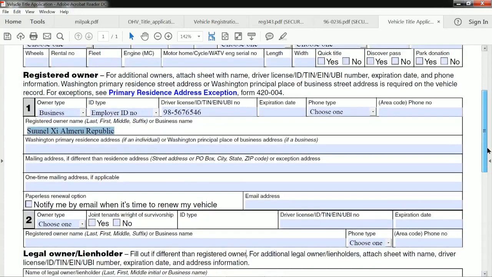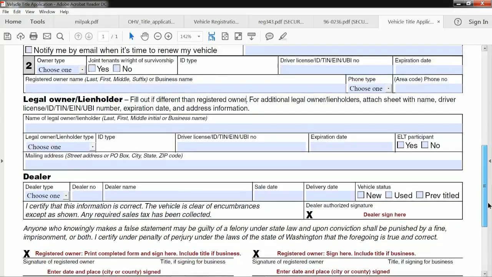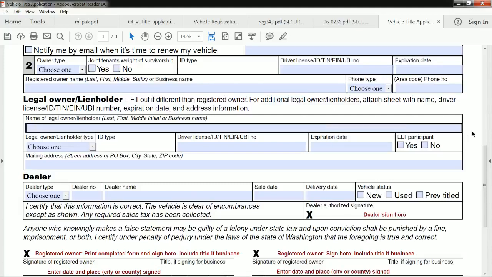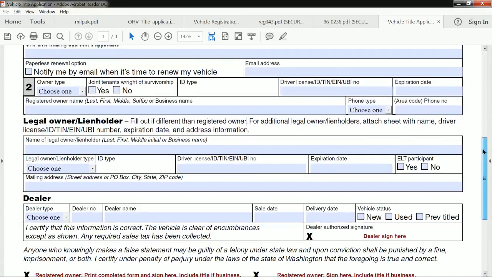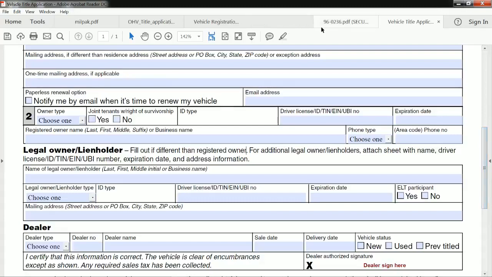And just know that the registered owner is also the legal owner, unless you decide to fill this part out, if you don't read the instructions. And this is just for Washington State. All right, so we'll move on.